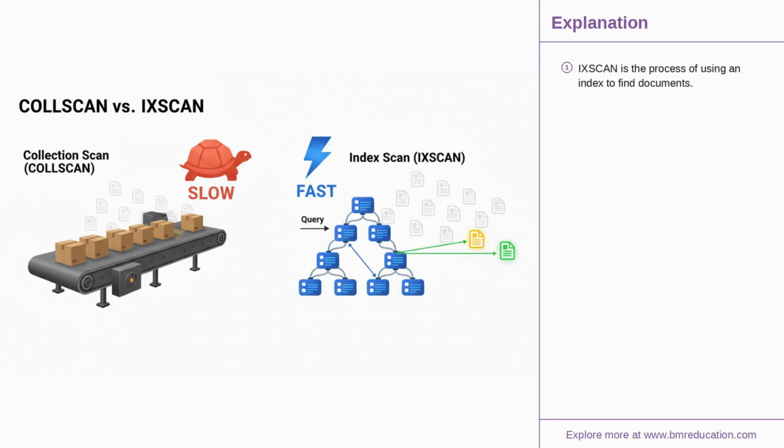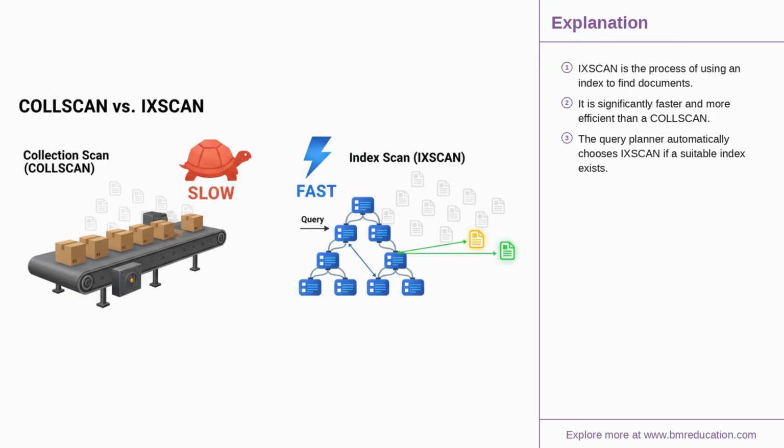Now that we understand what an index is, let's see it in action. When a query is made on an indexed field, MongoDB's Query Planner chooses a much more efficient strategy called an index scan, or IXSCAN. It quickly navigates the sorted index to locate the relevant documents and then fetches only those specific documents. This direct approach is orders of magnitude faster than a collection scan.